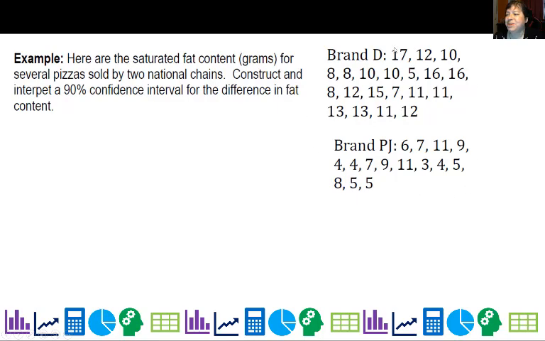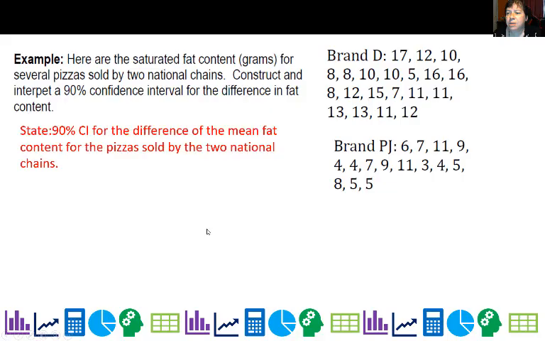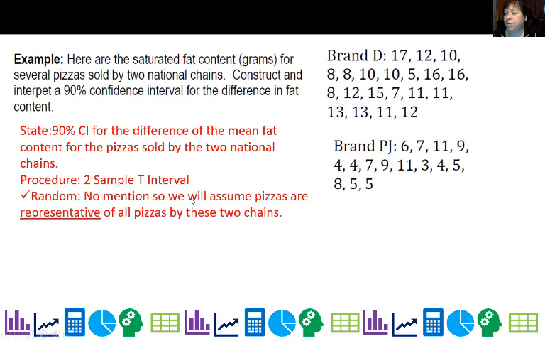So let's go ahead and look at how this is done. This is actually using the data we had here. Let's start with our state, which is we want a 90% confidence interval for the difference of the mean fat content for the pizzas sold by the two national chains. And here's the data for each of the pizzas. And I pick the procedure as a 2-sample t interval. And first of all, is it random? There's no mention, actually, so we're just going to have to assume. So that's fine. Assume that the pizzas are representative.